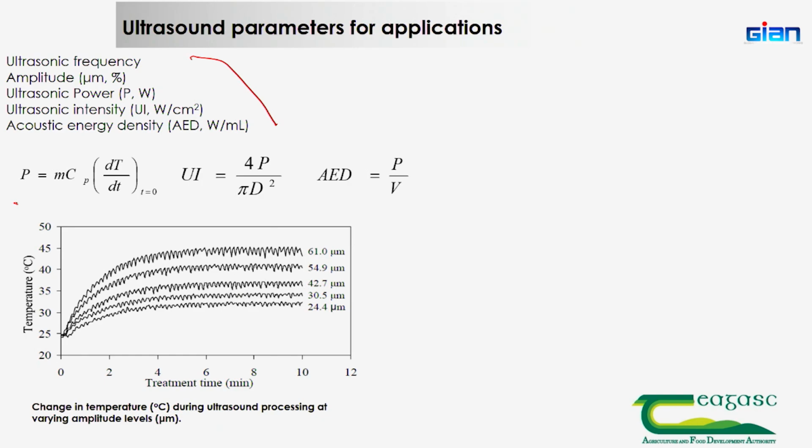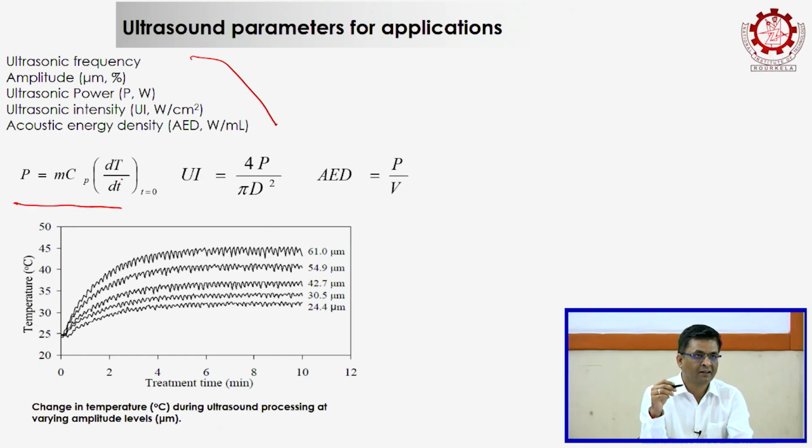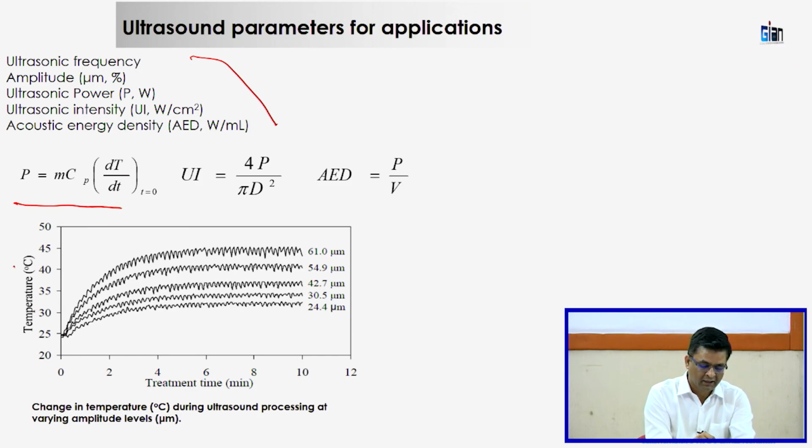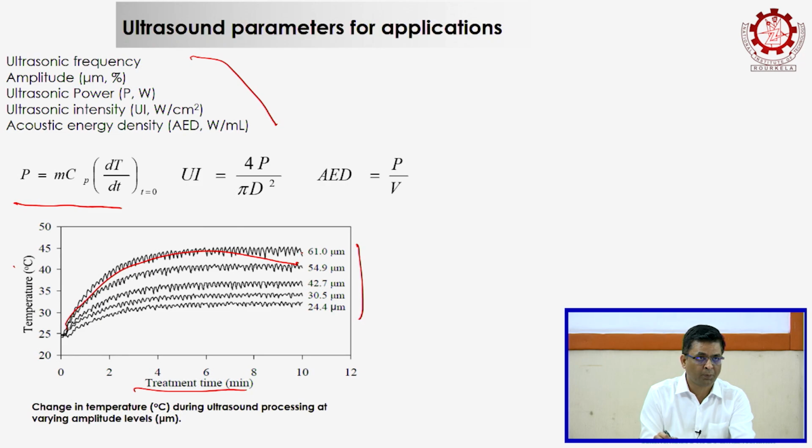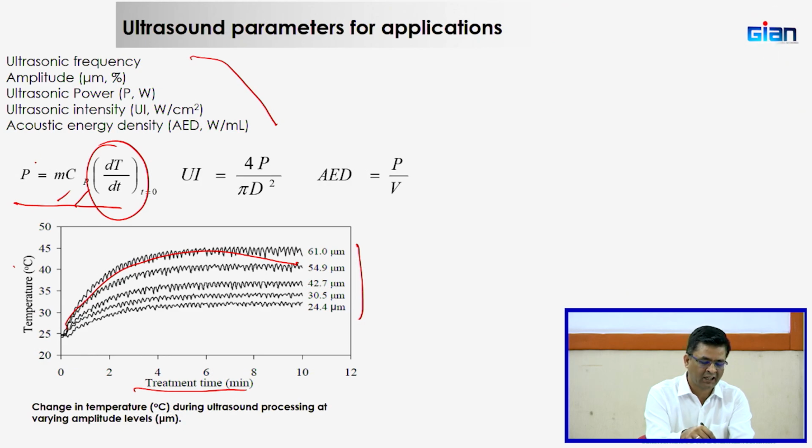Now this is what I already discussed briefly, right? Power is m Cp dT by dt, the same delta T. This is a differential, because when you are measuring temperature over time with different amplitudes, you get the slope of it. Once you get the slope, you get this value. Specific heat you know, mass you know, so you get power in terms of watts.